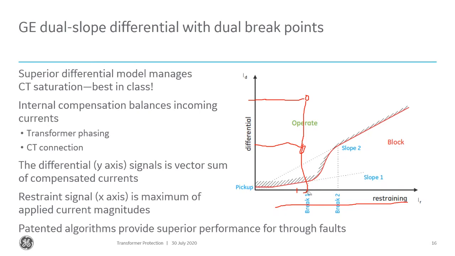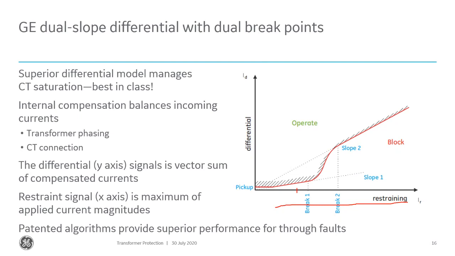So the first setting is a pickup. We see the pickup in blue over here to the far left. Now, the pickup basically is the setting that the value of differential has to be greater than before the element will ever operate. So that defines this point over here, where we first intersect that axis of differential. Now, the next setting would be the slope 1.